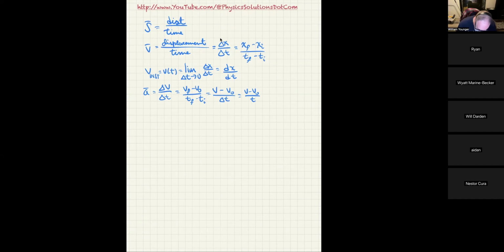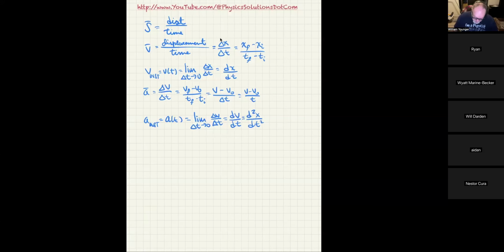Now, we could convert that to an instantaneous acceleration, which is a of t. And the way we do that is again by introducing a limit as delta t approaches zero of delta v over delta t. And that, of course, turns out to be dv/dt, the instantaneous rate of change or the derivative of velocity with respect to time. But the velocity was already dx/dt, so this is also d2x over dt squared.